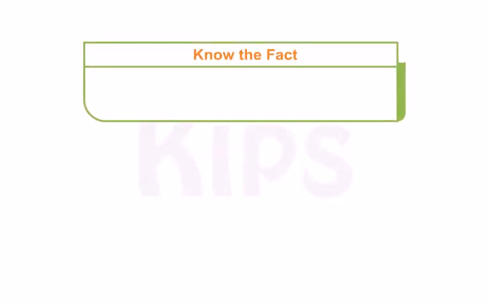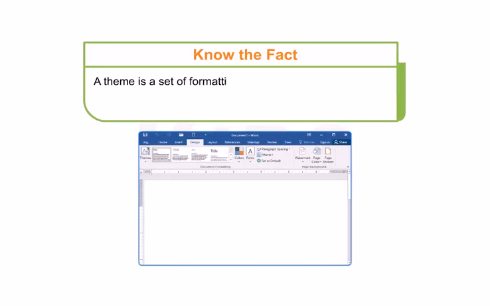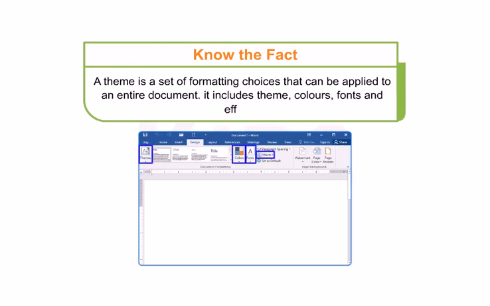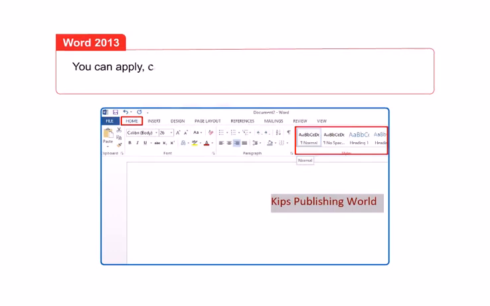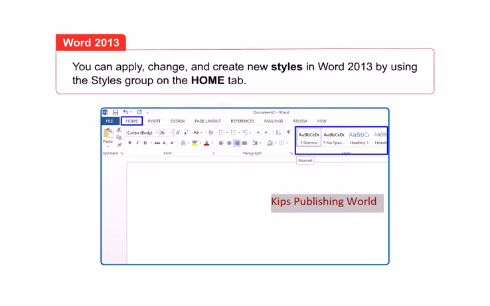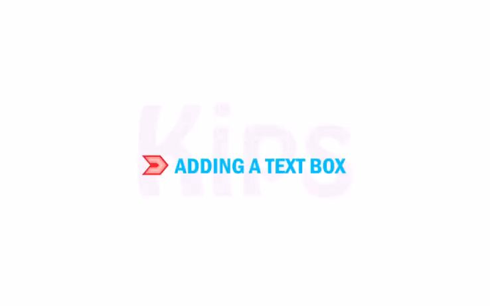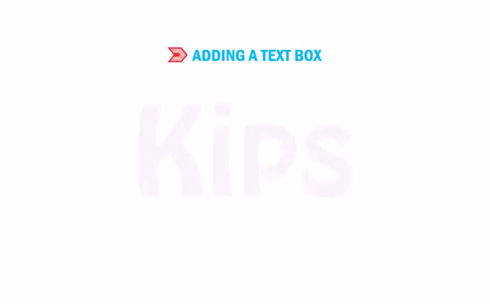Students, let's know the fact. A theme is a set of formatting choices that can be applied to an entire document. It includes theme colors, fonts, and effects. You can apply, change, and create new styles in Word 2013 by using the Styles group on the Home tab. Okay, let us learn how to add a text box now.